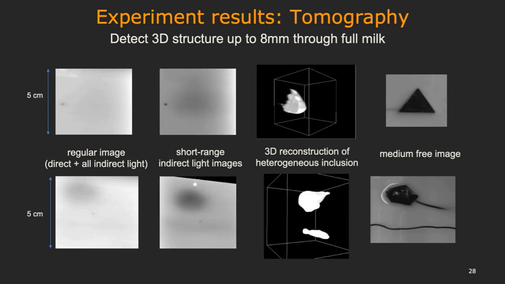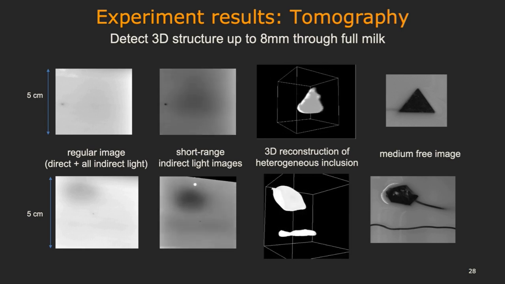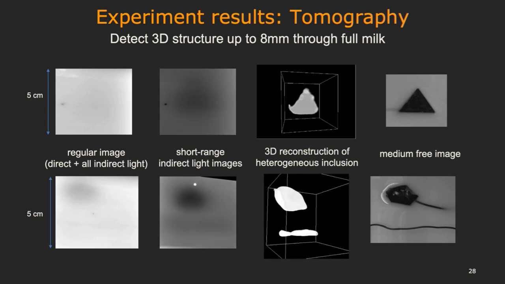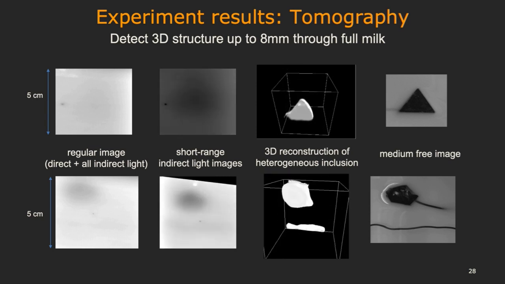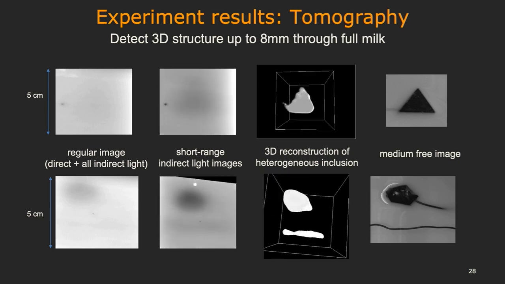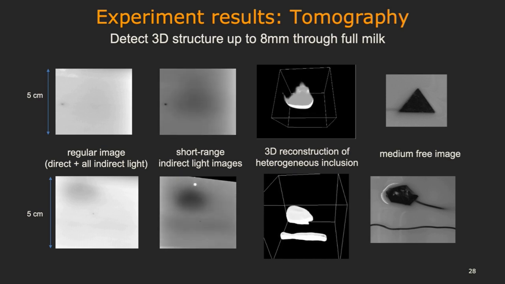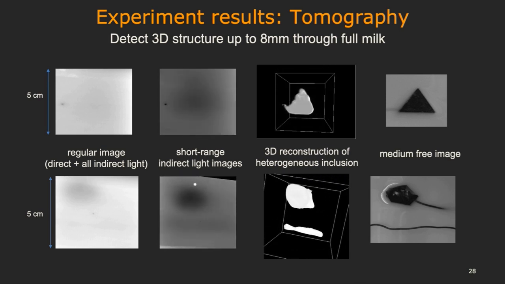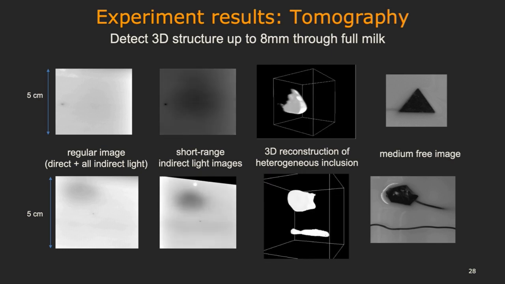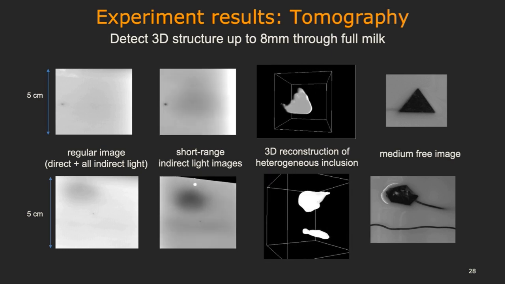With the proposed imaging system and DOT algorithm, we can get high-resolution tomography for structures in highly scattered medium. In the captured short-range indirect image, the contrast of the observed object boundaries is more obvious than in the regular images.